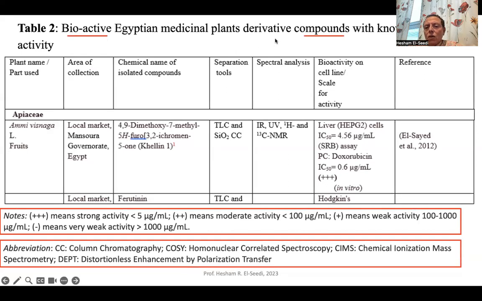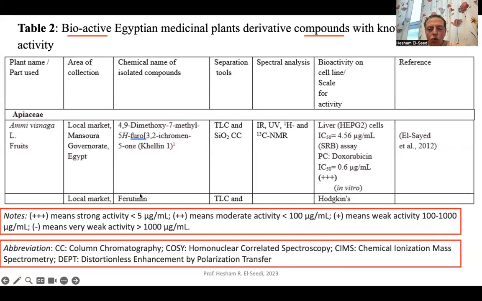Egyptian plant-derived compounds with known anti-cancer activity. It means we will focus on the plant, then the area of collection, then the chemical compound. And here is the compound, right? What is the separation tool? Chromatography. What is the spectroscopic analysis? Structure elucidation. Then what is the activity? And you notice here 3 positive.